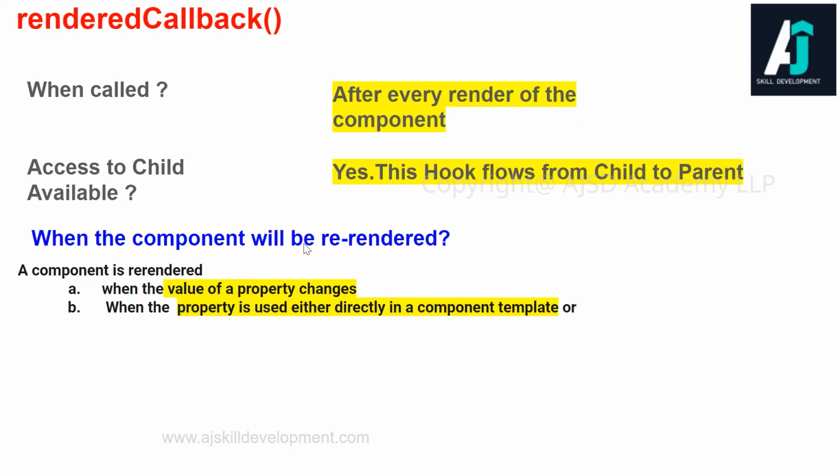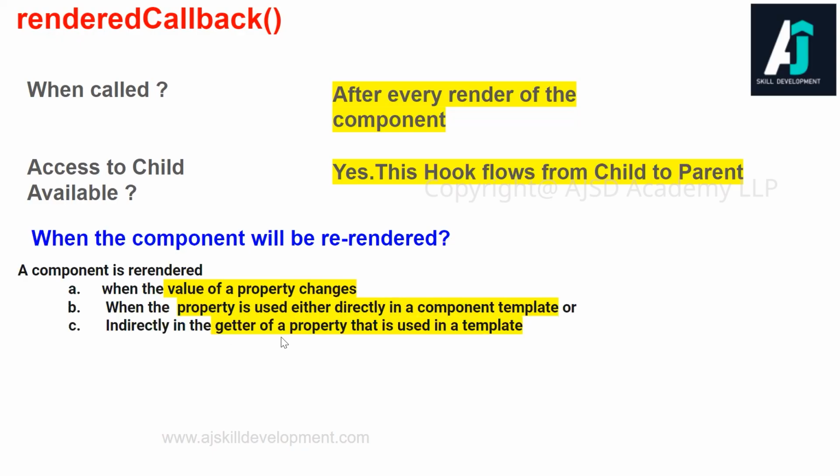And the second one is if you are using this kind of dynamic properties in your template, then also the template will get re-rendered. And when you are using a getter property in your template also, your component will re-render. Whenever the component is re-rendering, this rendered callback will be automatically invoked. That is the important point.